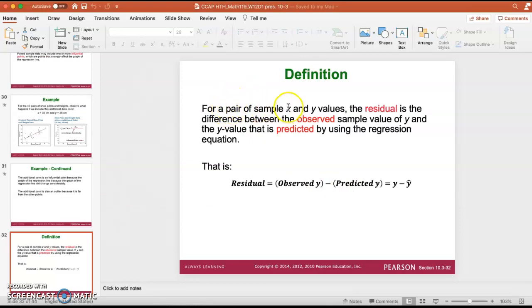For a pair of sample x and y values, the residual is the difference between the observed y value and the y value that is predicted from the regression equation. And so again, just putting that into equation notation here: residual equals observed y minus predicted y, or y minus y hat for some other notation.